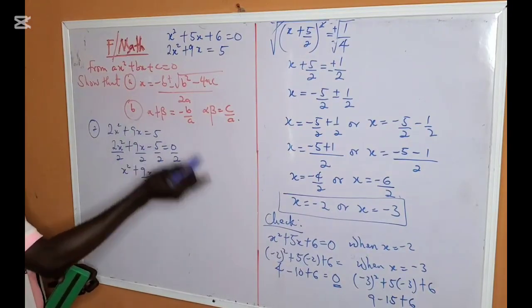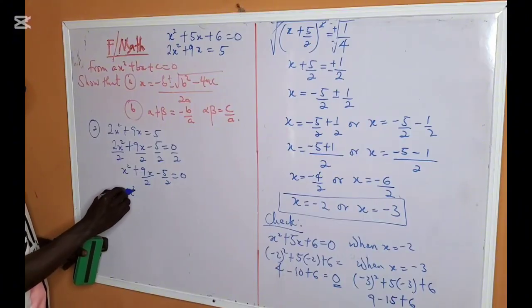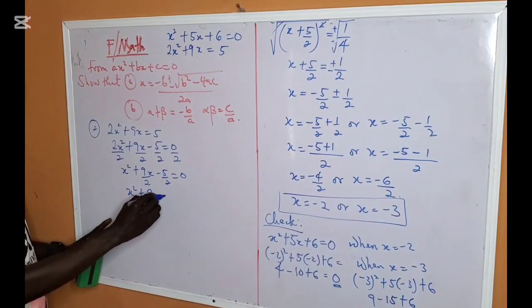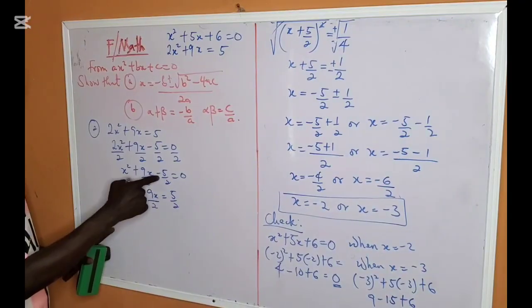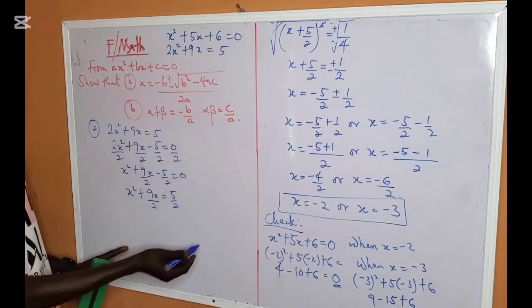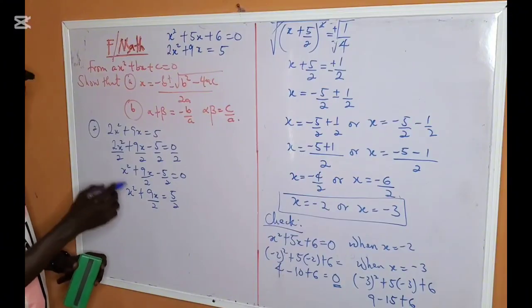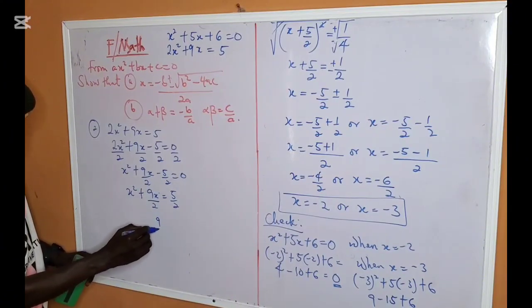So the next thing is we take the constant term to the other side. So x squared plus 9x over 2 equals 5 over 2. No, it is negative 5 over 2, so they change to positive 5 over 2. Therefore, we take half of the coefficient of x, which is 9 over 2.